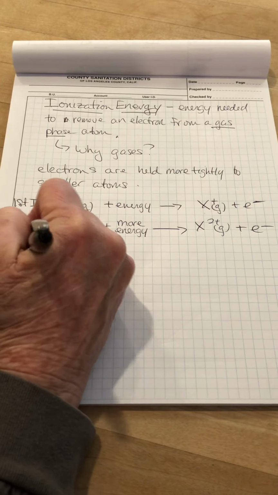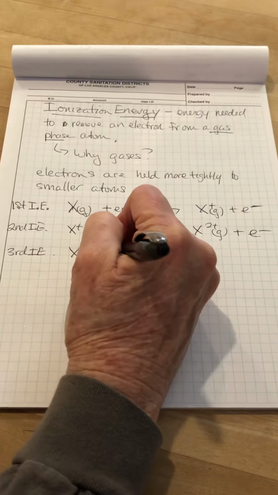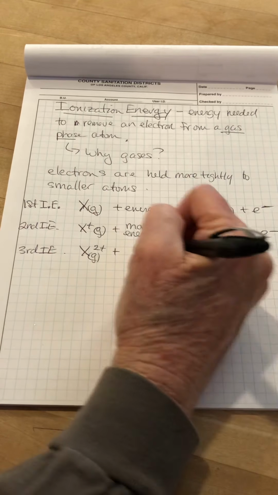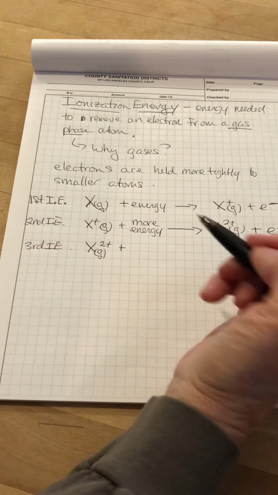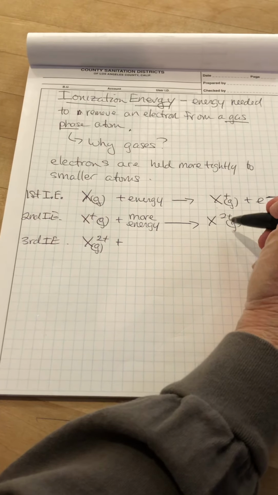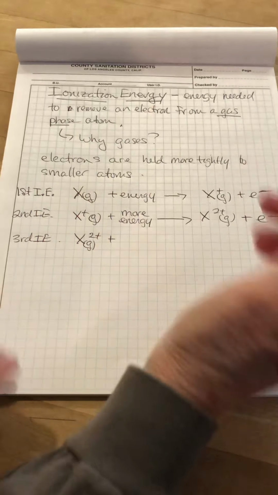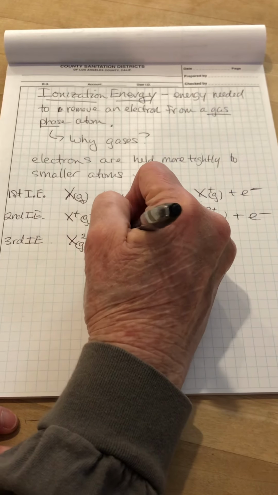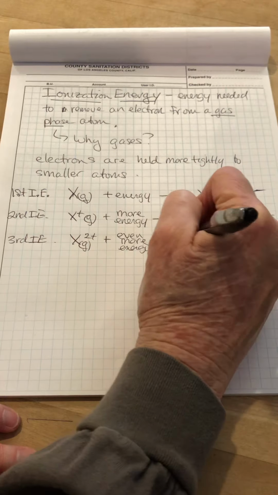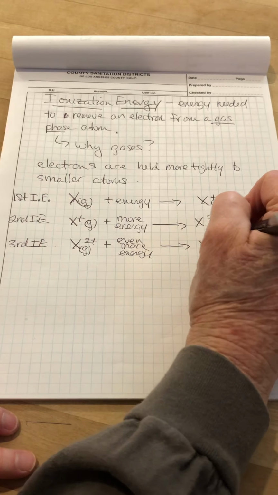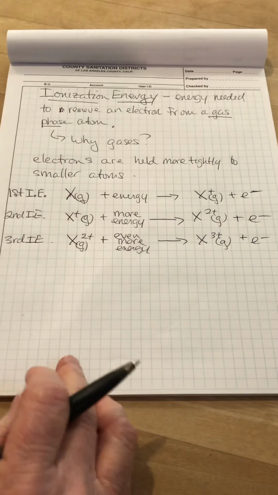Okay, let's take a look at the third ionization energy. We've taken that plus 2 cation, and suppose it's still in the gas phase. Suppose it's going to take more energy or less energy than these other two. Well, we haven't removed any protons. You've got the same pull from the nucleus in each case, and as you might expect, that pull from the nucleus is going to be stronger as you reduce the number of electrons. So this is going to be even more energy, giving you an X3 plus cation in the gas phase and another free-floating electron.